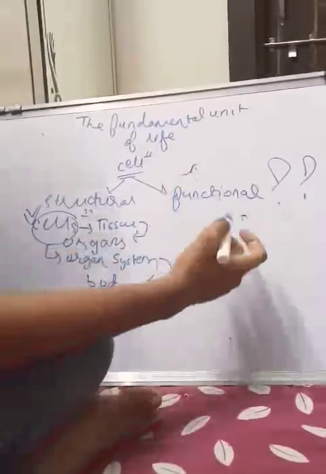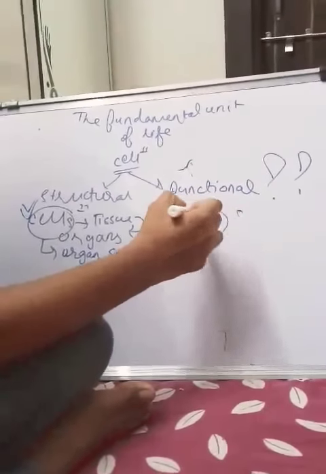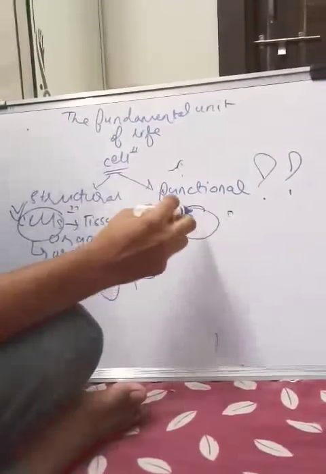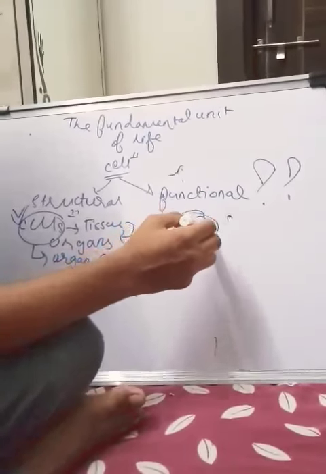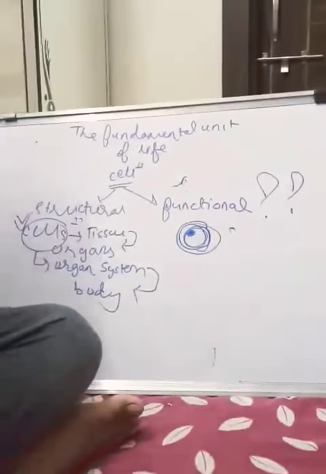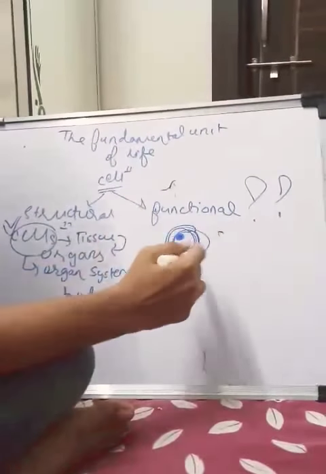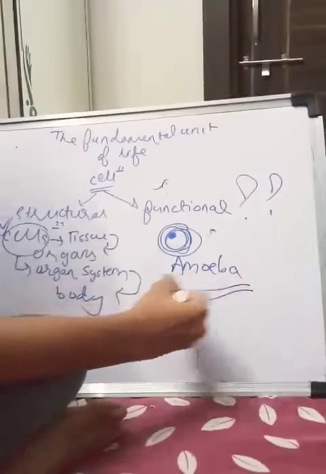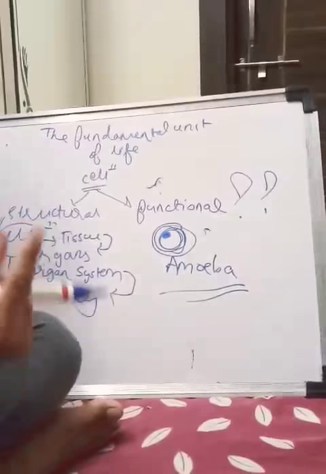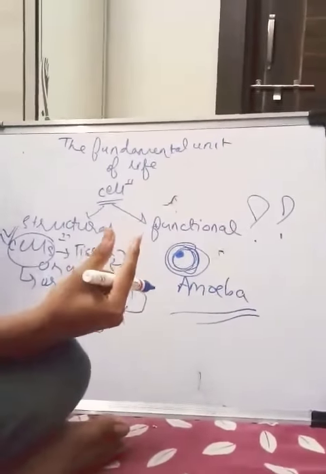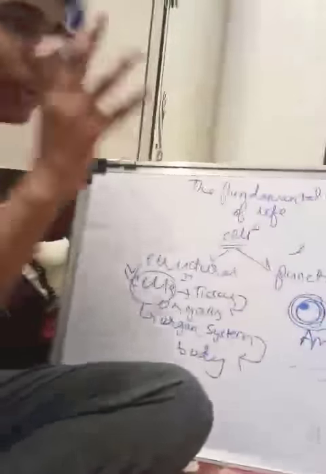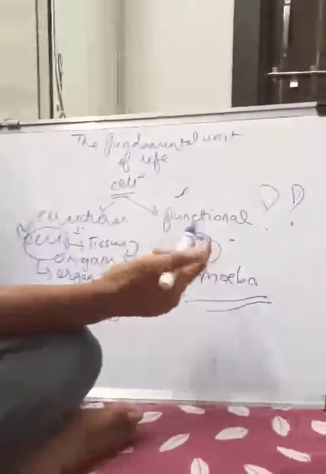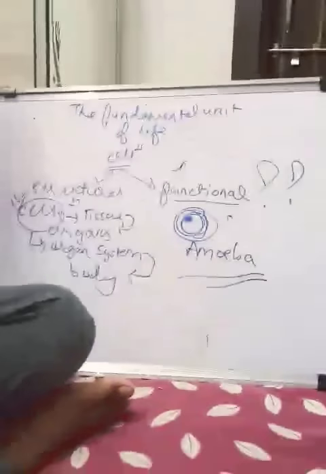But why functional? Because in unicellular organisms only a single cell is present, and throughout life they have only that single cell. So this single cell performs every activity of the body, like in amoeba. It is unicellular, but a single cell controls the whole body. As we are multicellular, our millions of cells control our body, but in amoeba a single cell controls the body. That's why it is known as the functional unit of life.